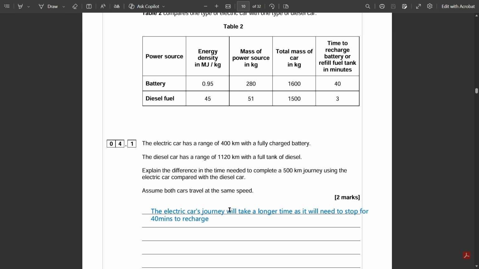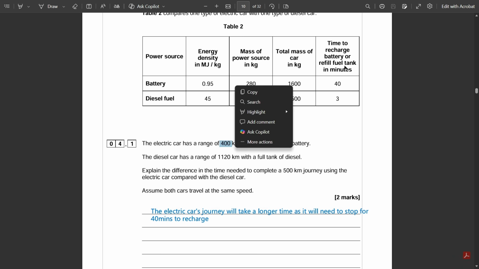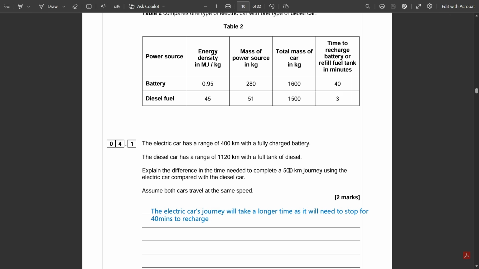The electric car's journey will take a longer time as it will need to stop for 40 minutes to recharge. That's because the 400-kilometer range is less than the 500 kilometers it will travel.